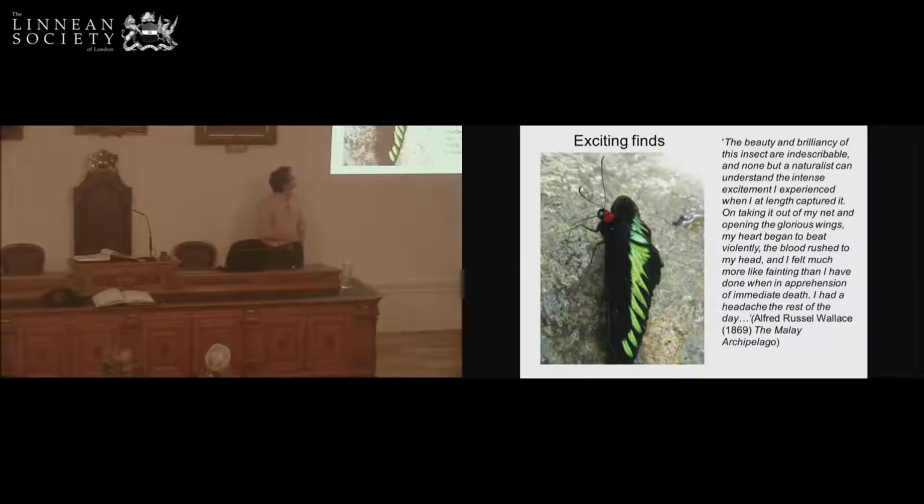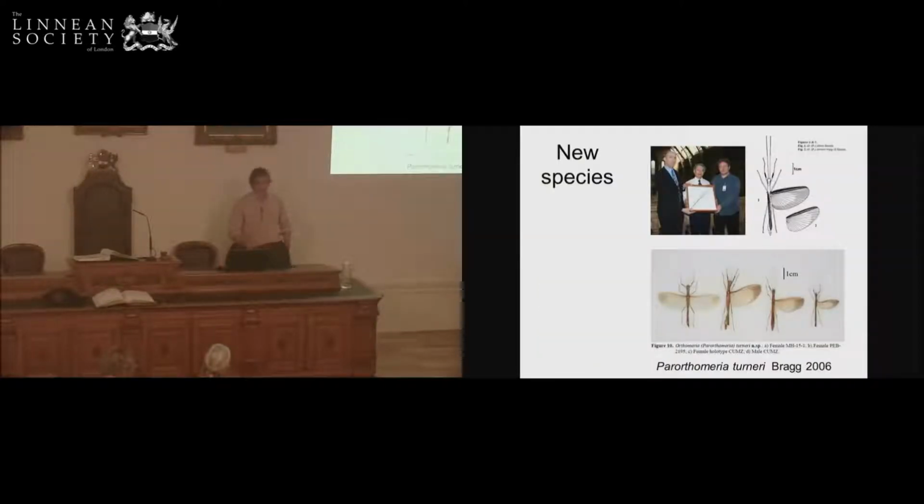But as I say, this will be your experience being a rainforest biologist, because of course there is this extraordinary diversity still to be discovered in these increasingly threatened habitats. This is by far the most important species to have been named in the last 20 years coming out of rainforest areas. It's a stick insect, and of course you can see why. It's Paraorthmeria turneri, it was named after me.